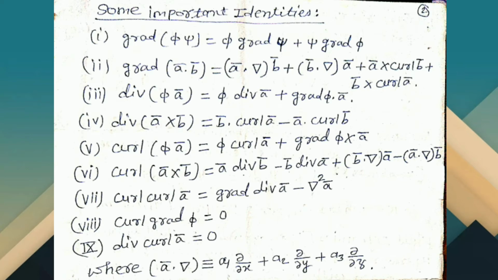Number eight, curl of gradient phi is equal to 0, and divergence of curl a bar is also equal to 0. Here, a bar dot del can be written as a1 ∂/∂x plus a2 ∂/∂y plus a3 ∂/∂z.